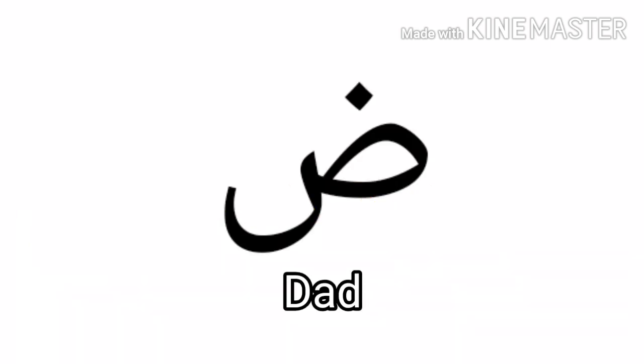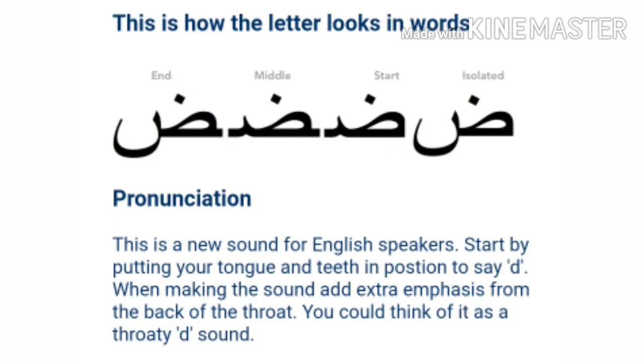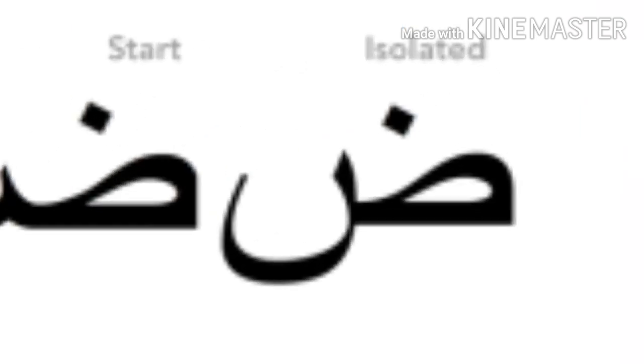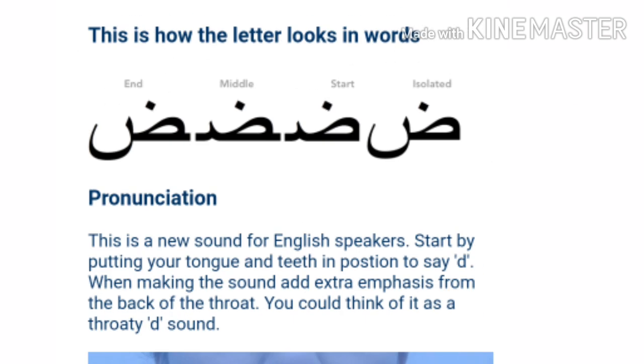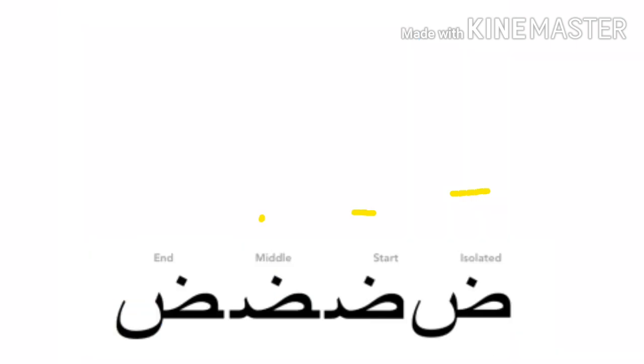Next is dot, which makes a D sound, but it is different than the dal. To pronounce dot correctly, you must press your tongue against your upper gum area, right where the gum meets your upper teeth, and then make a D sound. And it has a dot on top instead. So here's how to write them in all the forms.